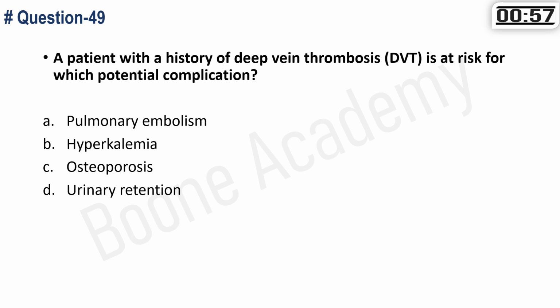Question 49. A patient with a history of deep vein thrombosis, DVT, is at risk for which potential complication? A. Pulmonary embolism. B. Hyperkalemia. C. Osteoporosis. D. Urinary retention. You have 1 minute to answer your question.